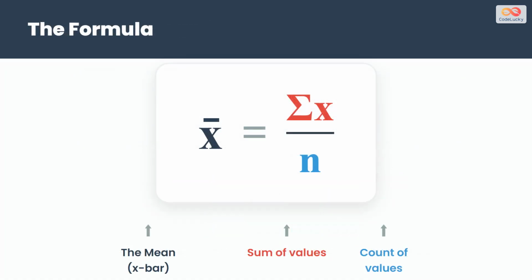This is the mathematical formula you will see in textbooks. It reads, x bar equals sigma x divided by n. It might look a bit technical if you are new to statistics, but it is actually just a shorthand instruction for a very simple two-step process.